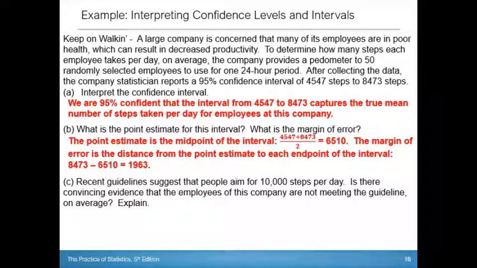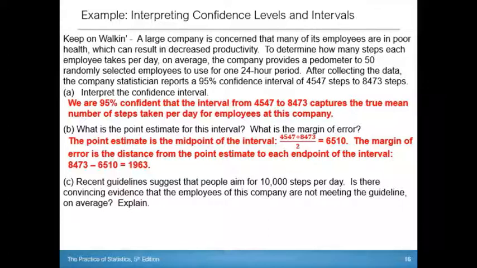All right, recent guidelines suggest that people aim for 10,000 steps per day. Is there convincing evidence that the employees of this company are not meeting this guideline? So are they meeting this guideline or not? What do you think? We will have better ways of answering these kinds of questions in later chapters, but at this point, we look at the confidence interval, right? The confidence interval is a range of plausible values for the parameter that we're looking for.